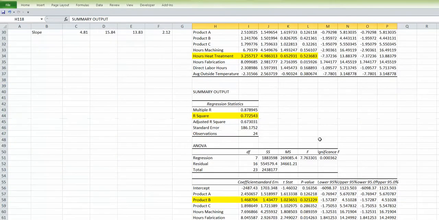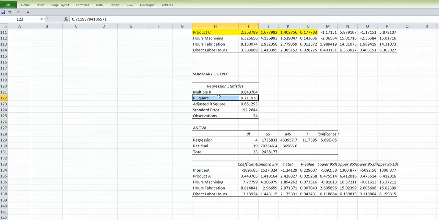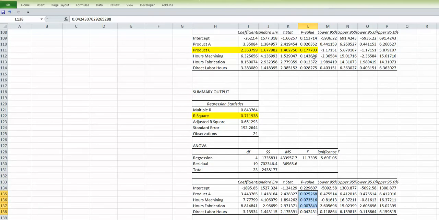In terms of our latest output, overall explanatory power of our model, 71% of our variation in electrical cost is explained by the remaining 4 independent variables. And at a 10% level, all of them are significant. Now notice in the last model, machine hours was not significant at the 10% level, nor was product C. But when we took out product C, that increased the explanatory power of our hours in machining. And so our final model has these 4 independent variables.